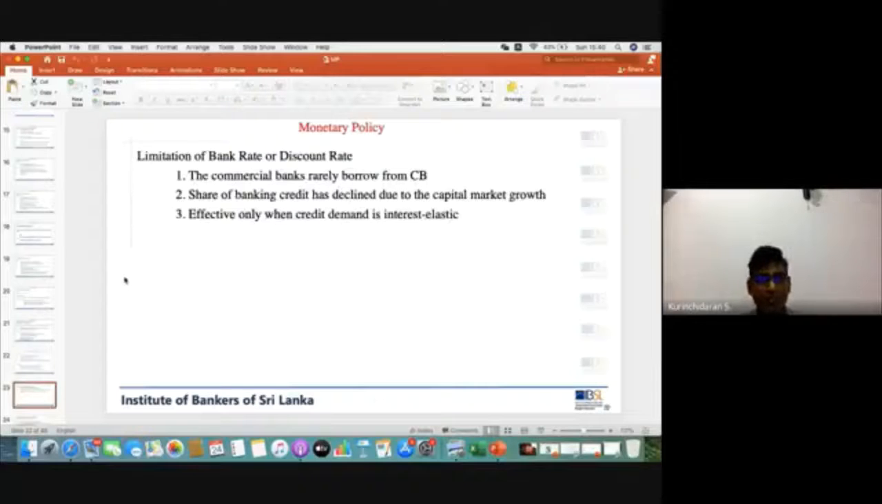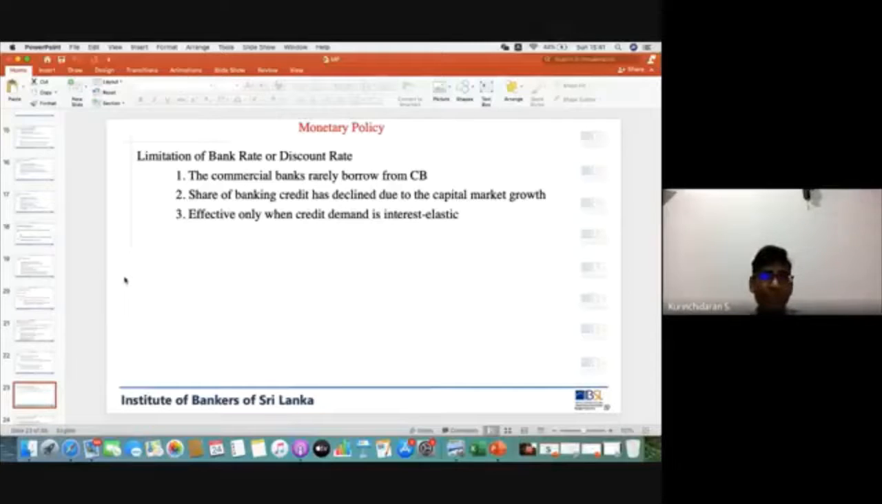So the central bank can change the money supply through open market operation and then bank rate. But the problem is there are limitations on using bank rate as well. The one is the commercial banks rarely borrow from central bank, right? So on a very urgent basis only they borrow, otherwise they don't borrow. So changing the bank rate is not going to have much impact on the bank's behavior.